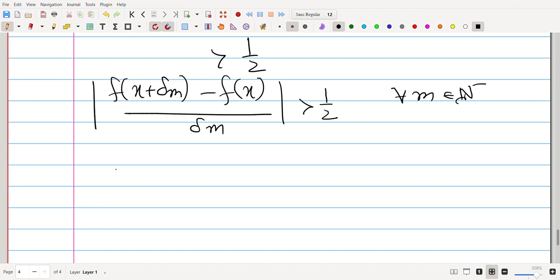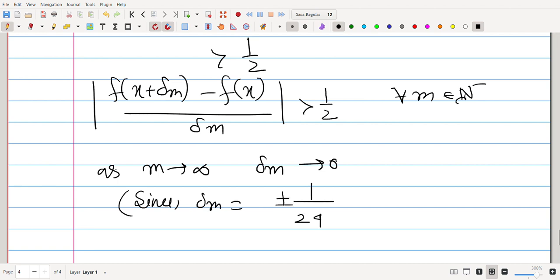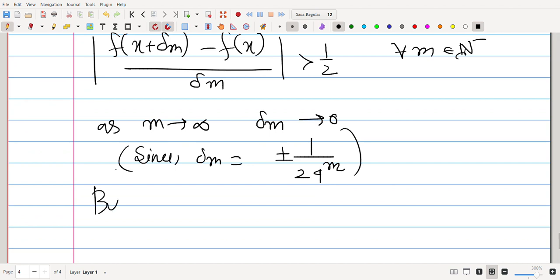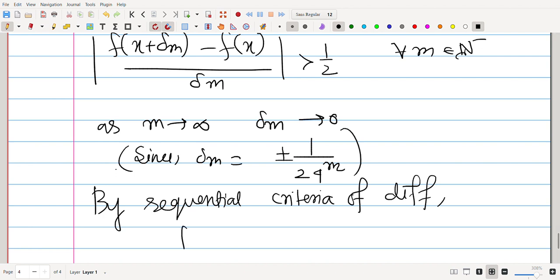Now as m tends to infinity, delta m tends to 0, right? Because delta m equals plus or minus 1 over 2 times 4^m, depending on the scenario, depending on x. Okay, so ultimately it tends to 0. That means by the sequential criterion of differentiability, it is not differentiable at x, and you can do the same thing for any x. Okay, I hope this is clear. If you have any doubt, please comment. It's a nice question.